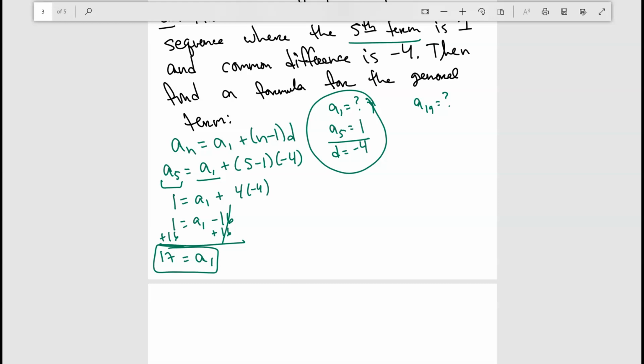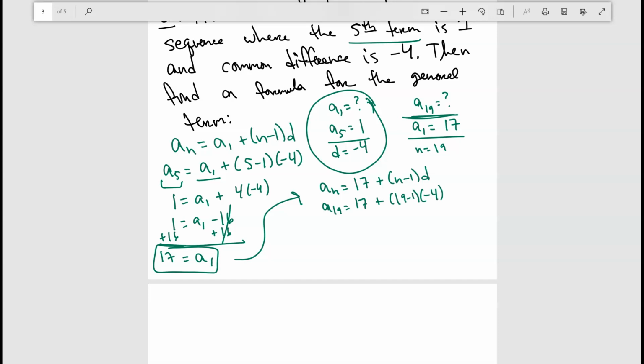Now that I know what a_1 is, I can just go ahead and plug it back in here. So I know that a_n equals a_1, which in this case is 17, plus n minus 1 times d. Well, let's plug everything in because now I want a_19. So n in this case is going to be 19. So I'm going to have a_19 equals 17 plus 19 minus 1 times d, which is negative 4. So 19 minus 1 gives me 18. Multiply this by negative 4. This is going to give me negative 55. Okay, and that is going to be my final answer.